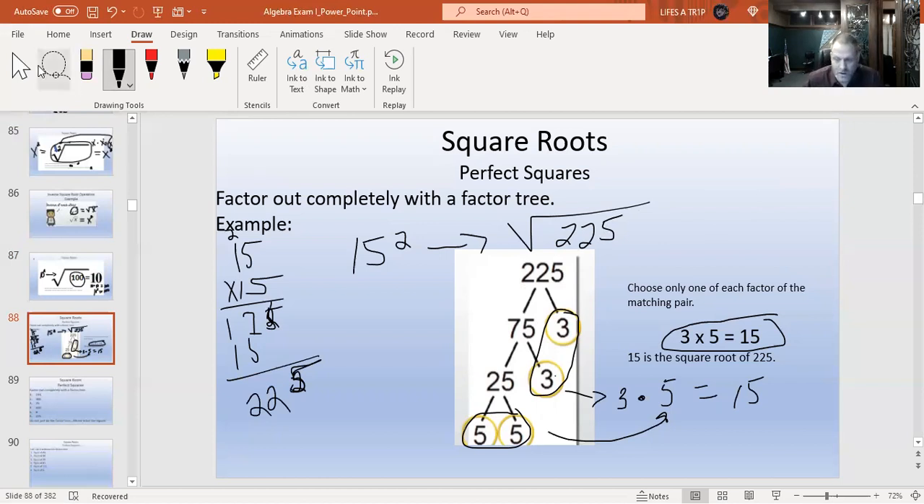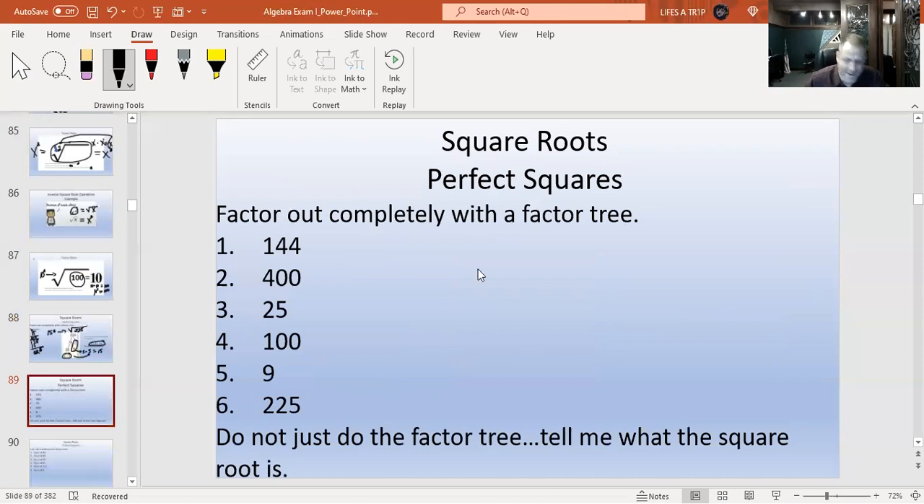All right, let's do a couple of these factor trees. And homeschoolers, I want you to do 1 through 6 and do these factor trees without me. And I want you to show your work completely. Okay, I'm going to do a couple of them for you. So let's do 144. 144 factor tree.